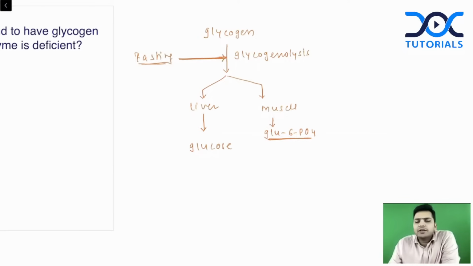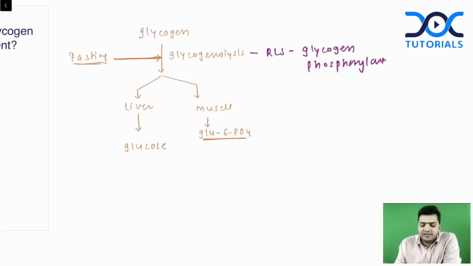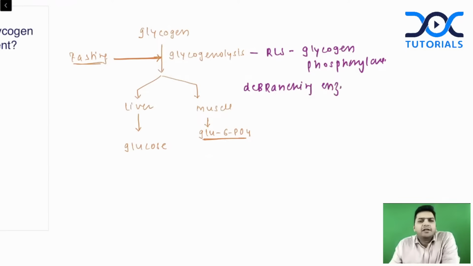Now, during this cutting of the glycogen, there are several enzymes which are required. For example, the rate limiting step is glycogen phosphorylase. Then the other enzyme that is required is the debranching enzyme. And ultimately the phosphoglucomutase and the glucose 6-phosphatase, these are the enzymes which are required. And this is how glycogenolysis is occurring.